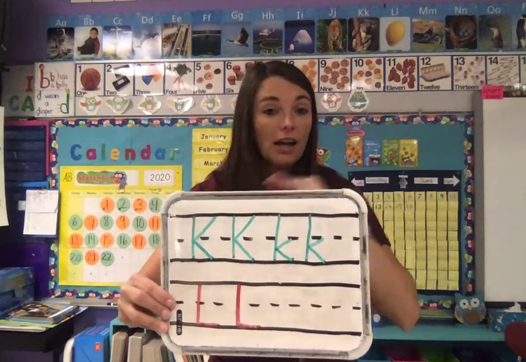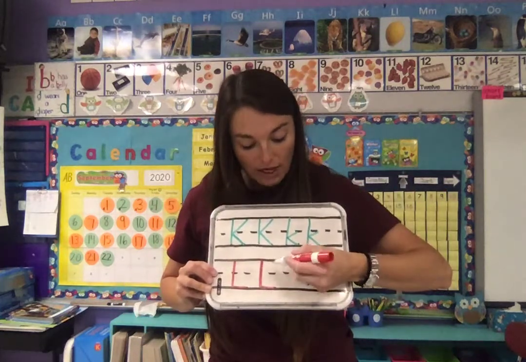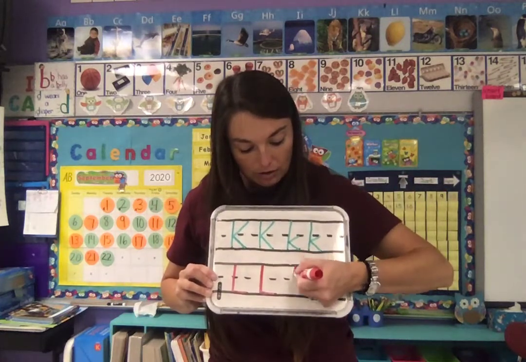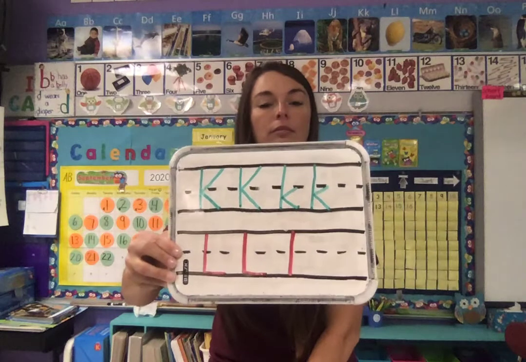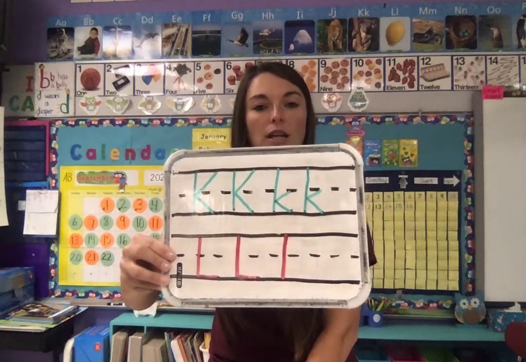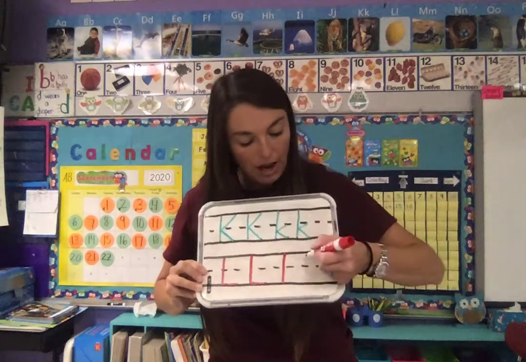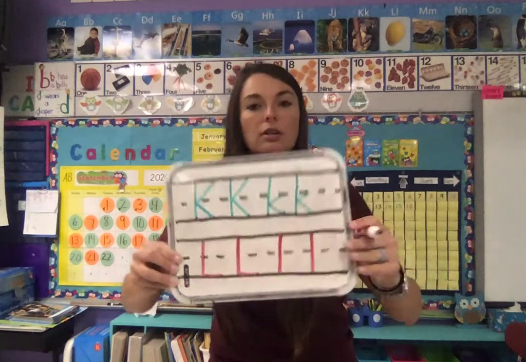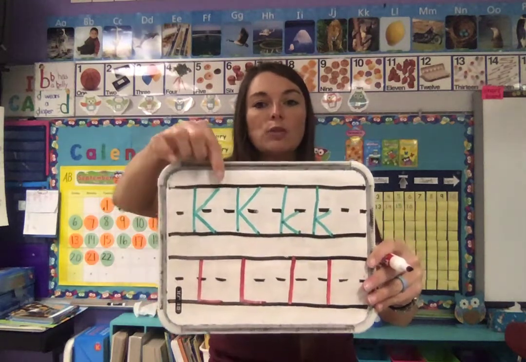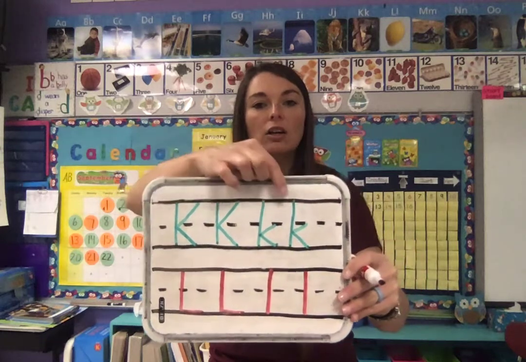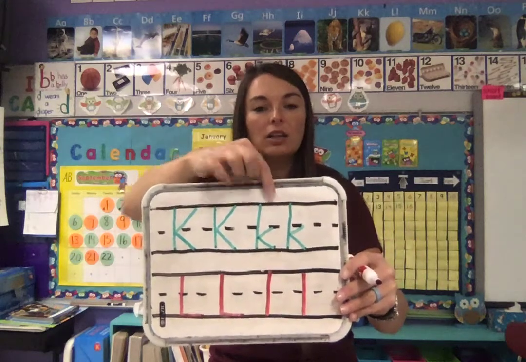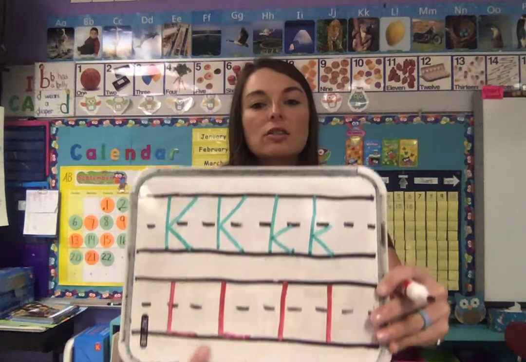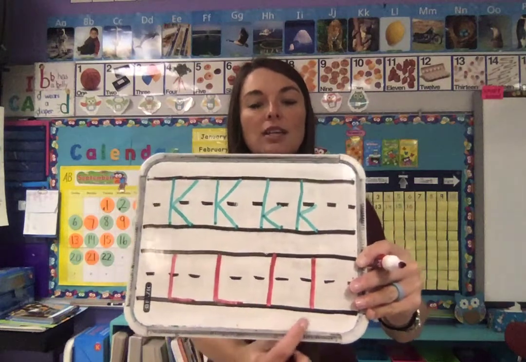Now, lowercase L's are super easy. One straight line and you're done. So for lowercase L, we're going from top to bottom. And that's it, lowercase L. One more time, lowercase L, we're just making a straight line, top to bottom. So we have uppercase K's here, lowercase K's here, uppercase L's here, lowercase L's over here.